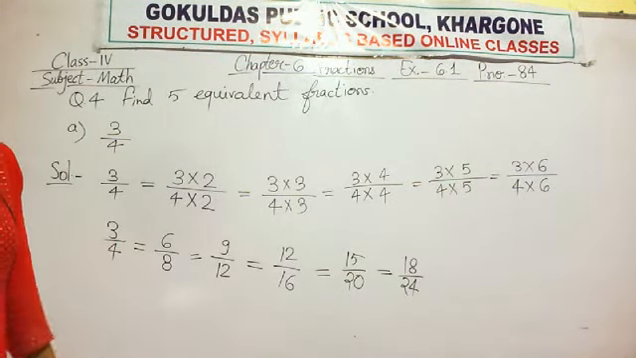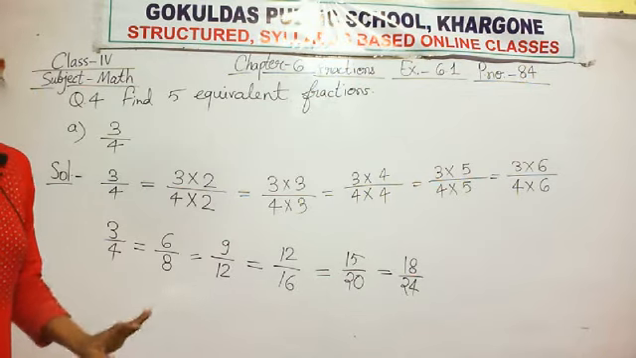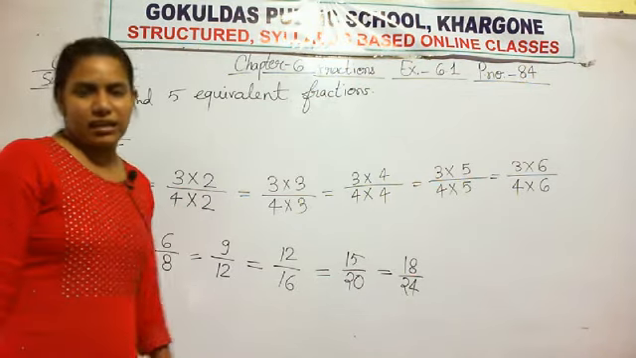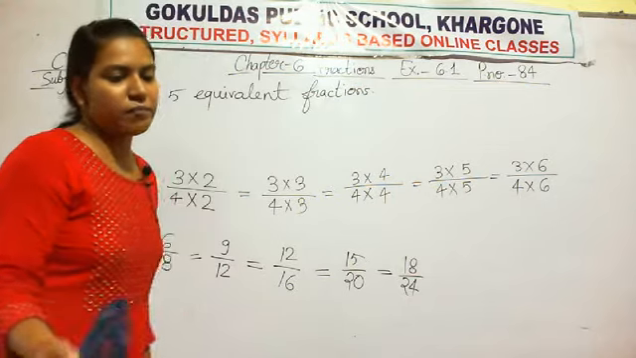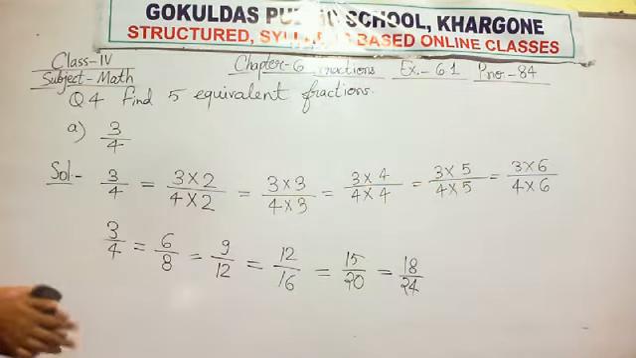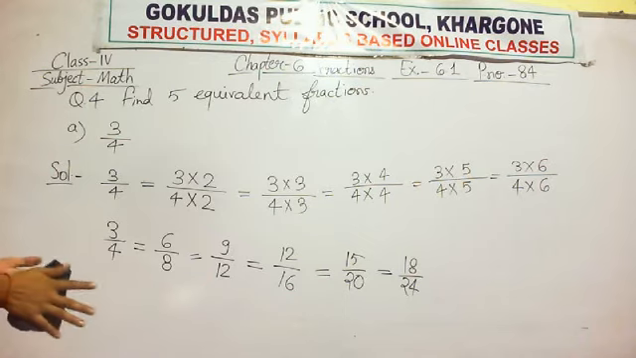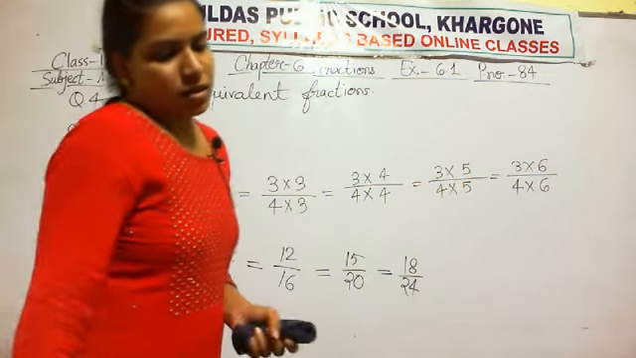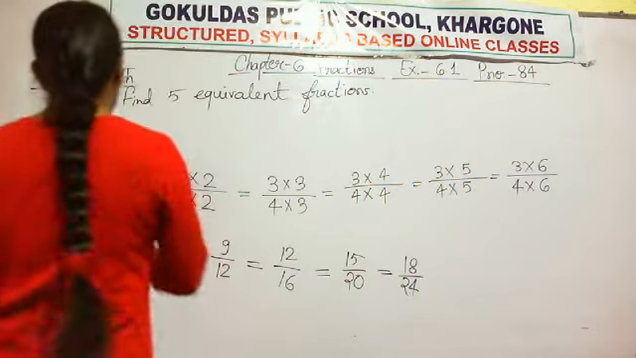Okay, you can make infinite equivalent fractions by multiplying with any number. But in your question, they asked for only 5 equivalent fractions. So this is how we find them. Now question number B.